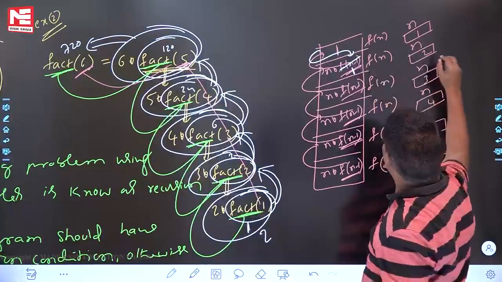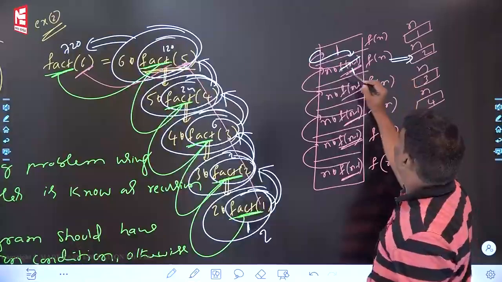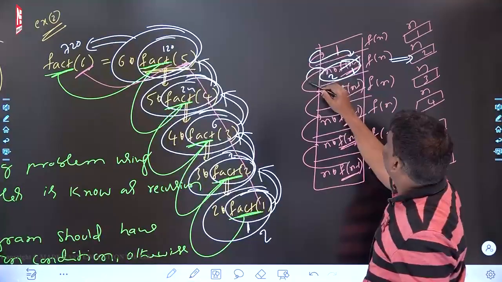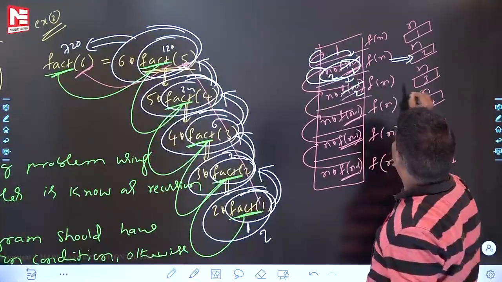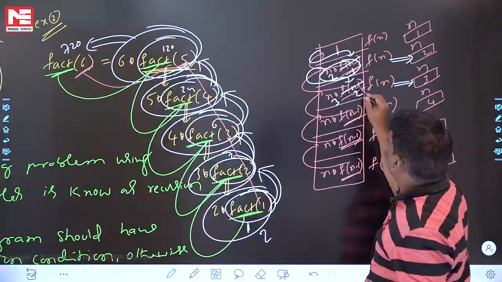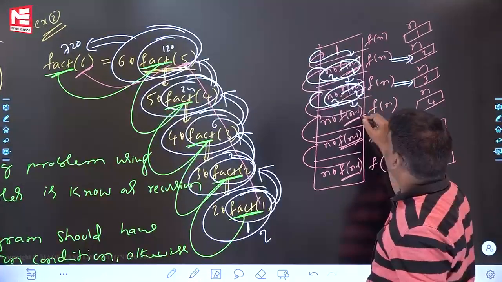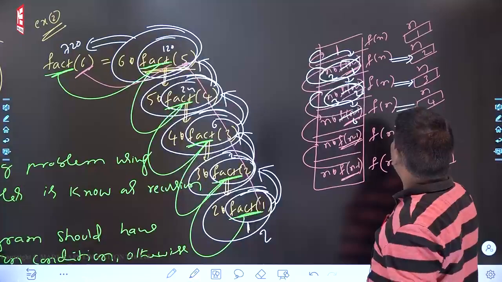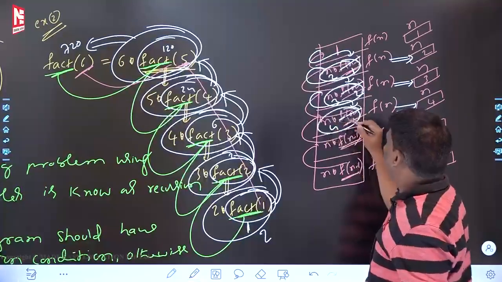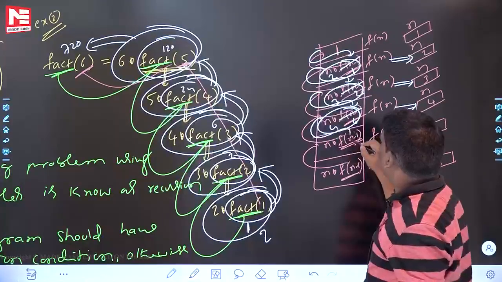Can you say what is the n value in this block? N value in this block is 2. 2 into 1 is 2. 2 will return like this. What is the n value in this block? 3. 3 into 2, 6. 6 will come back like this. What is the n value in this block? 4. 4 into 6. What is the answer? 24. Right? 24 will go back like this.